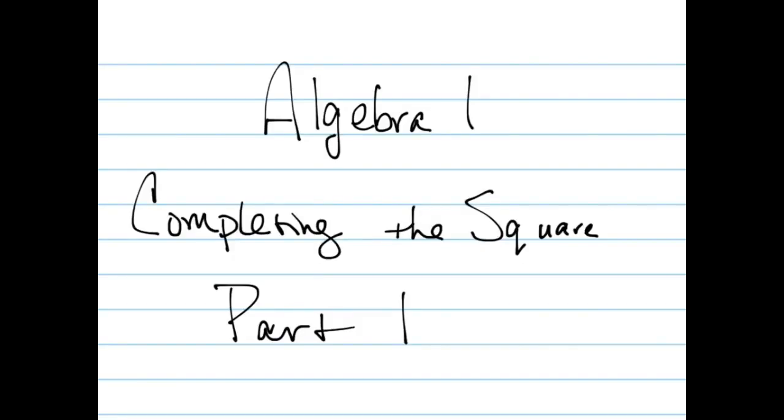So today we're using a process for solving quadratic equations called completing the square. The easiest way to picture this is using geometry, using shapes. So suppose we have a rectangle that's x units high.